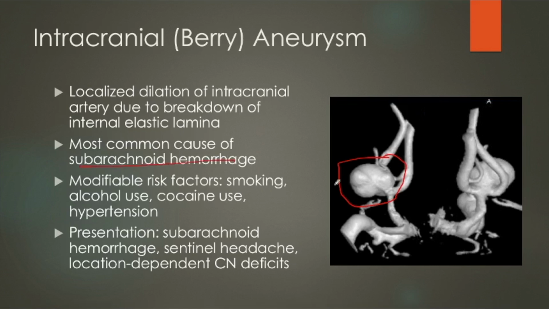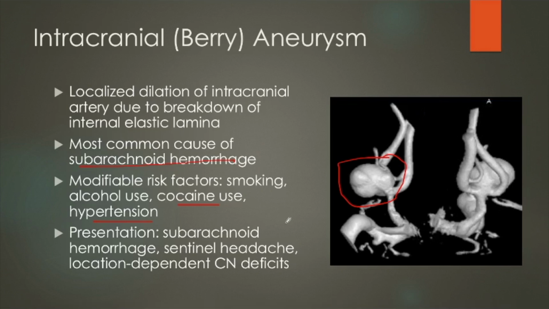They're associated with modifiable risk factors such as smoking, alcohol use, cocaine use, and hypertension, although there are a number of non-modifiable risk factors that can affect these as well, such as ethnicity, in particular in African Americans. They're more common in women, and they're more likely to occur in individuals with underlying conditions such as autosomal dominant polycystic kidney disease, Ehlers-Danlos syndrome, or coarctation of the aorta.